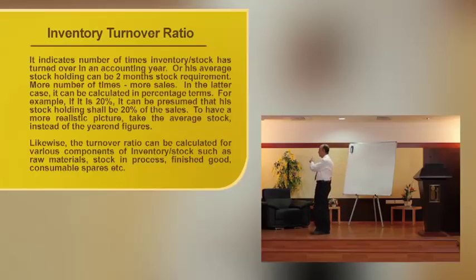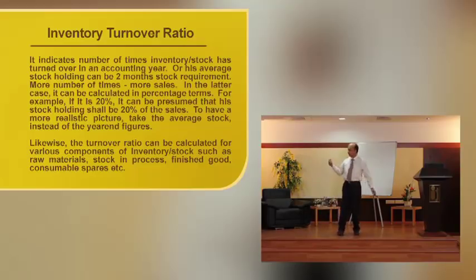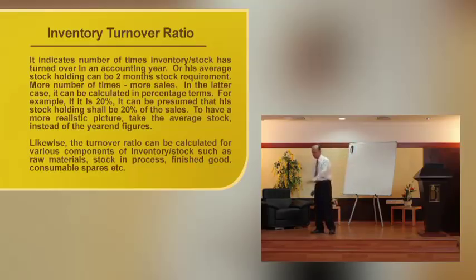If it is carried in percentage terms, that is stock divided by sales into 100, and we get a percentage of 20, it implies that the stock holding is 20% of the sales. To have a more realistic picture, instead of taking the stock as on a particular date of the balance sheet, we can take the monthly stock and work out the average. That will give a realistic picture rather than the stock position on the balance sheet date.